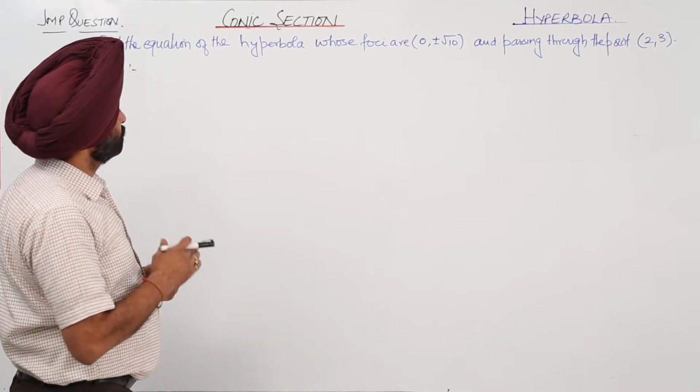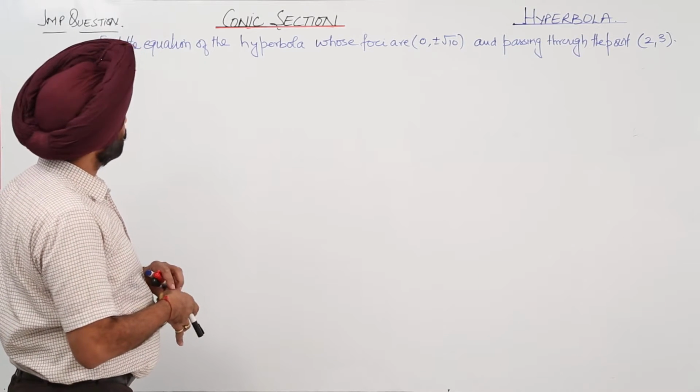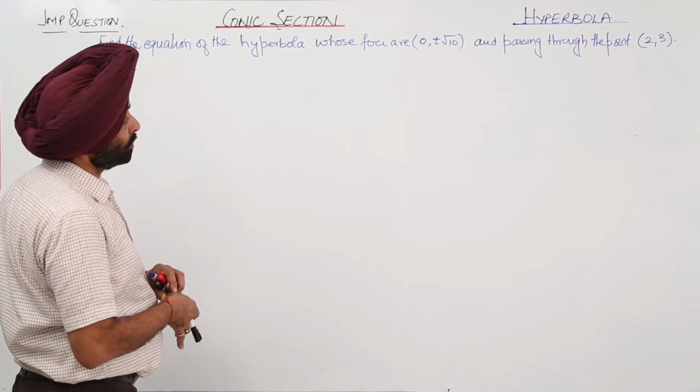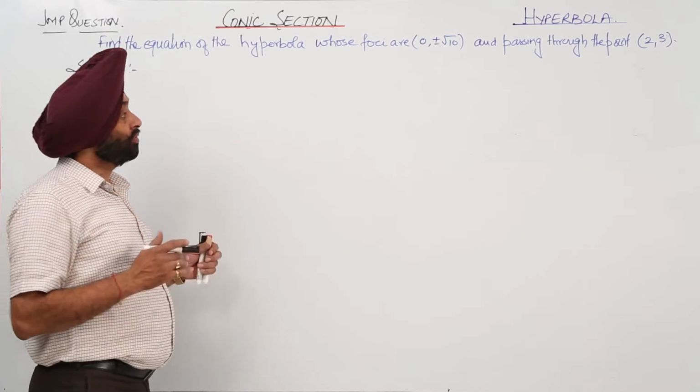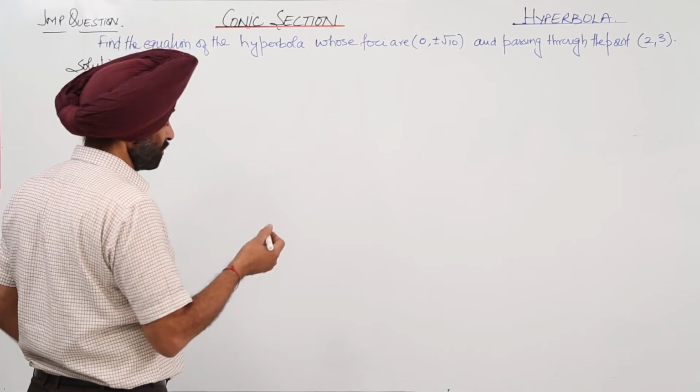Now in this question, coordinates of the foci are given and the hyperbola is passing through the point (2, 3). We have to find the equation of the hyperbola.